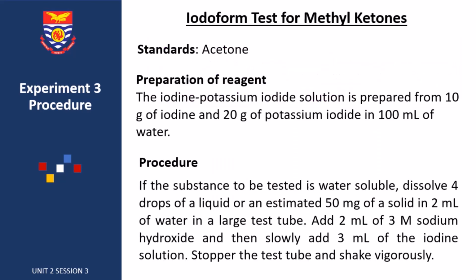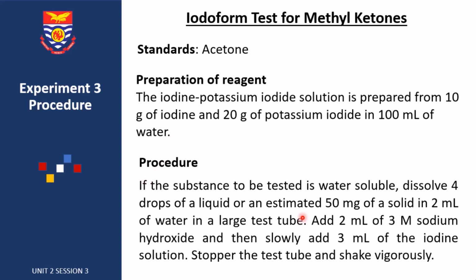Now the next thing we can look at is the iodoform test for methyl ketones. Ketones bearing the methyl group as the terminal alkyl group can be identified using the iodoform test. You prepare your iodine potassium iodide solution by adding 10 grams of iodine and 20 grams of potassium iodide in 100 ml of distilled water to prepare your iodoform test reagent.